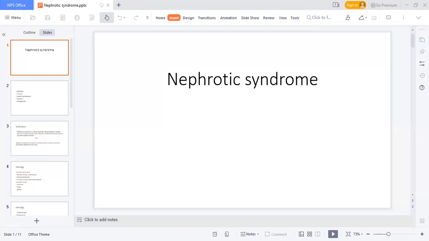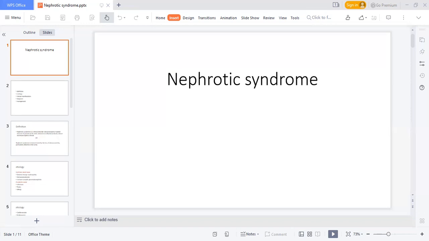So in the definition, it is clear that nephrotic syndrome is a clinical disorder characterized by what? Characterized by protein in the urine, that is the proteinuria, and the other one is decreased albumin in the blood, because a lot of the protein albumin is secreted in the urine. Therefore, there will be hypoalbuminemia and edema.